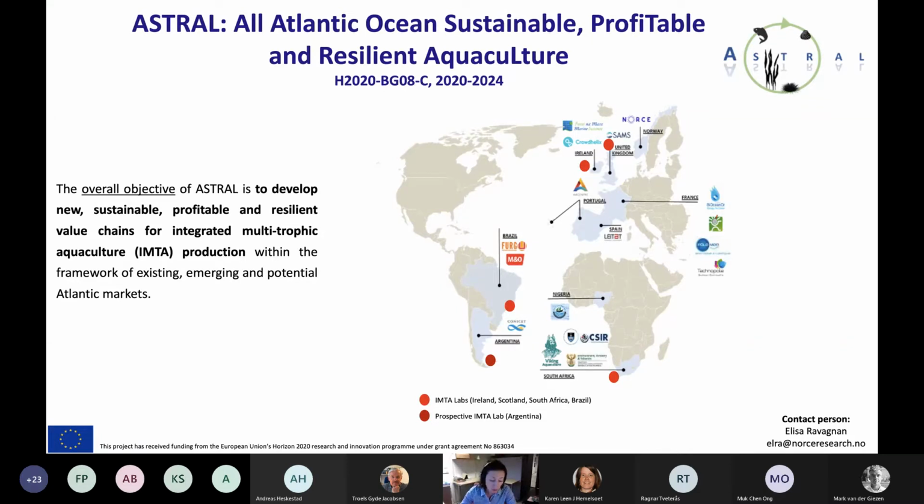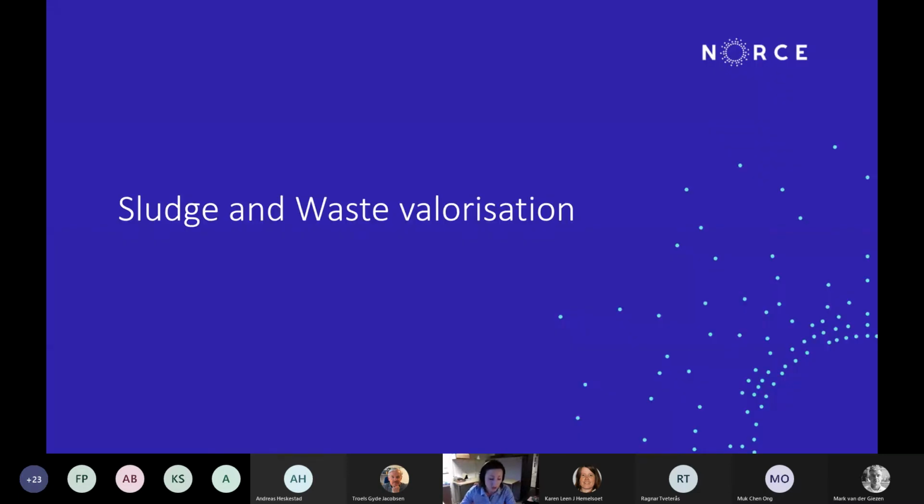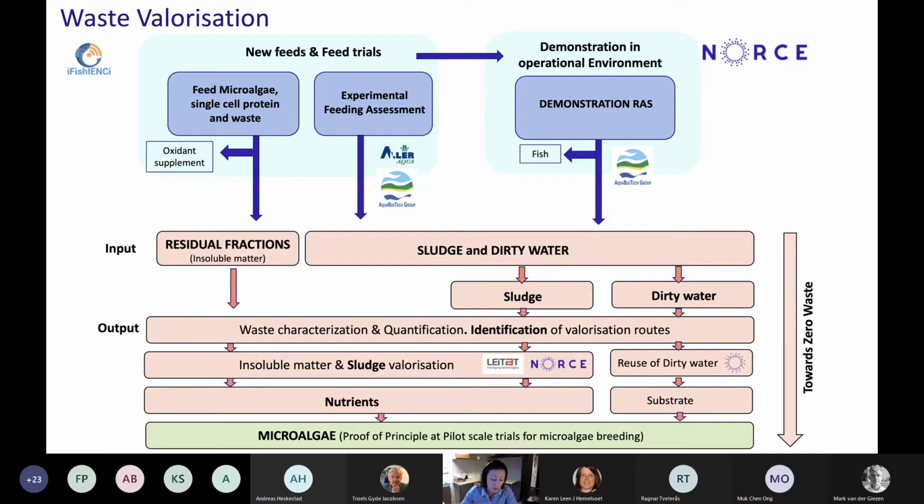Now comes a few words about sludge and waste valorization. A nice example is what we have achieved so far in efficiency, giving a good example of circularity and valorization. So we have, on one hand, new feeds, feed trials, and demonstration in operation and environment. Here, the first input is based on residual fractions, sludge and dirty water. One step later, the waste is characterized and quantified, indicating the valorization routes.